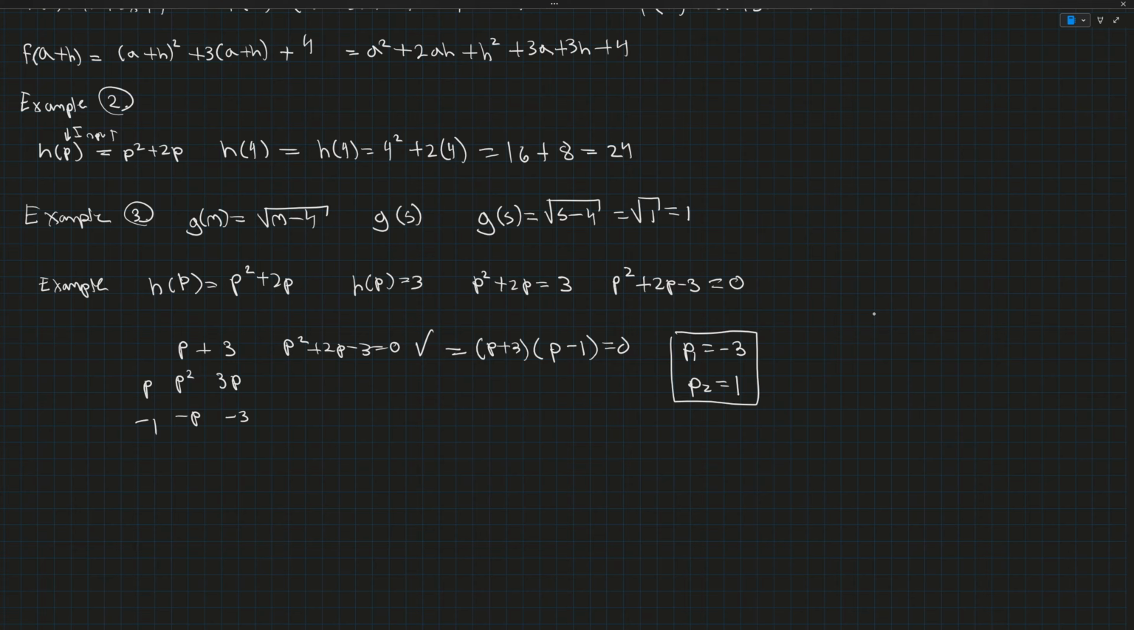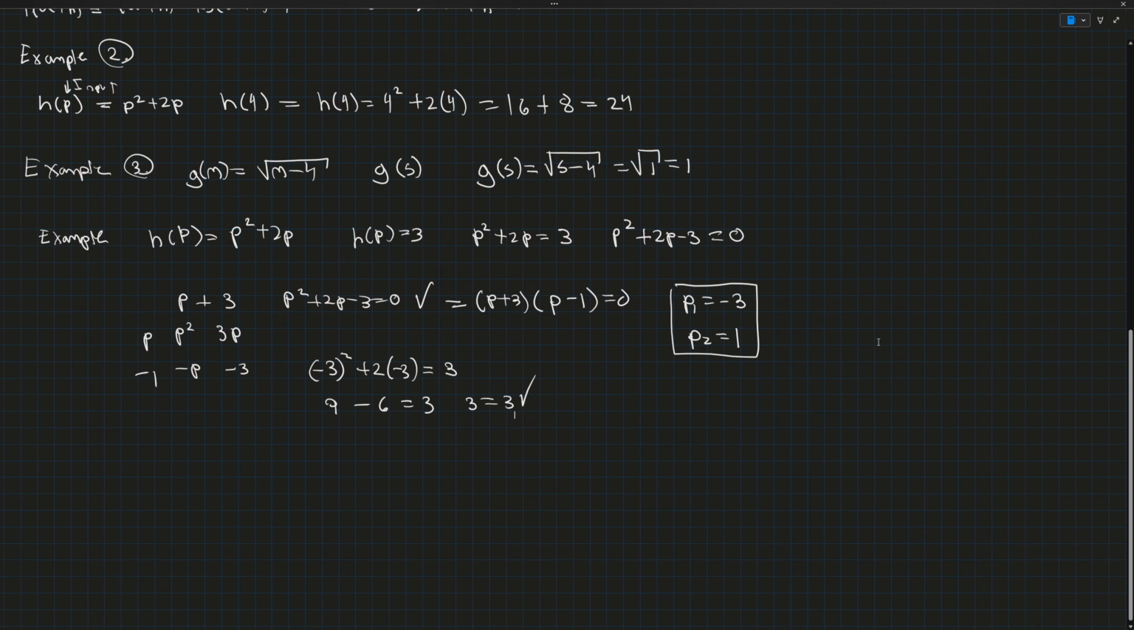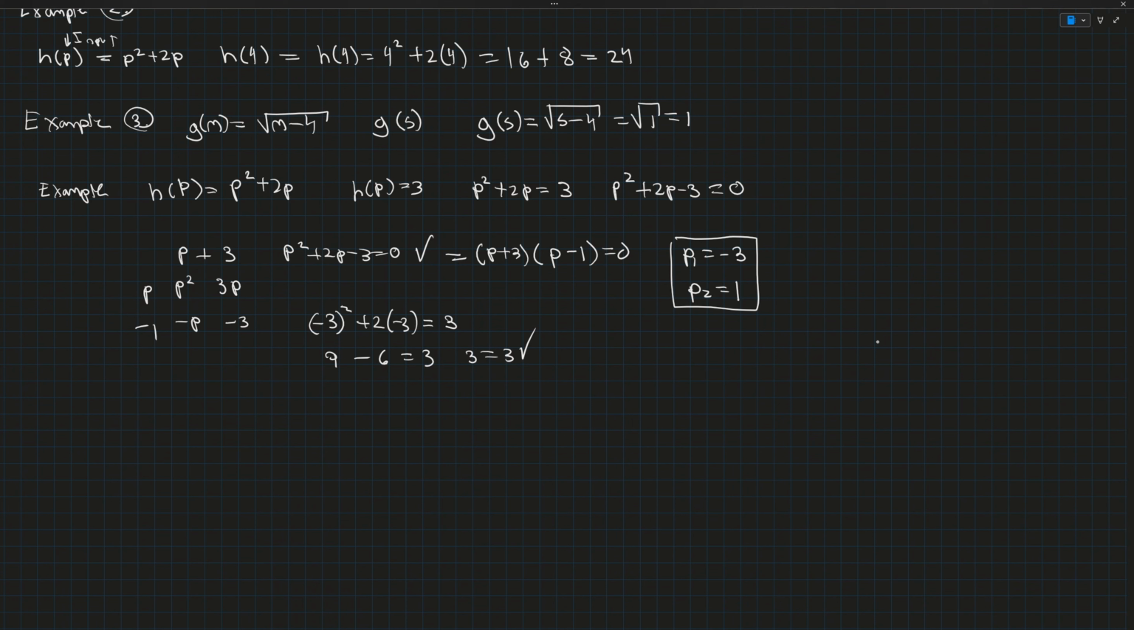Okay, and of course we could actually verify this is true by plugging it back in to make sure this is equal to 3. So negative 3 squared plus 2 times negative 3 is equal to 3. This becomes 9. This becomes negative 6. And of course this is true. You could also verify that 1 is true, but I'll leave that as a tiny exercise for the viewer.